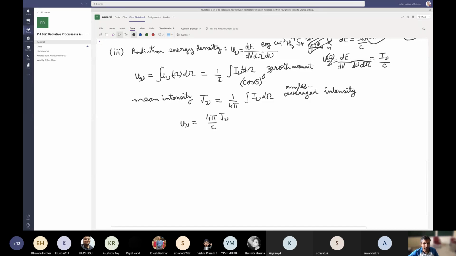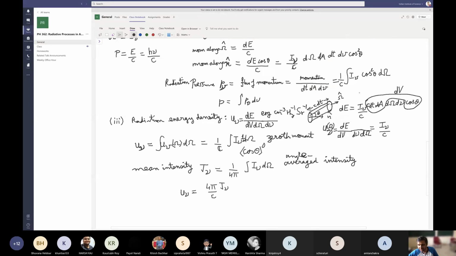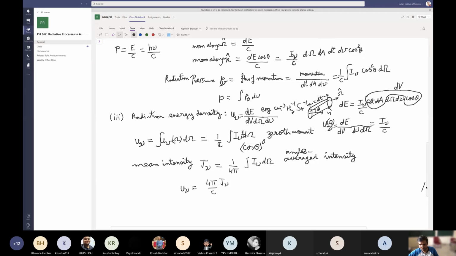divided by C. So you see this radiation energy density has the same dimensions as pressure. If you go up, you will see the pressure dimensionally had this extra cos square theta, but in terms of the units, this is nothing but I nu by C. Similarly, U nu is I nu by C in terms of the dimensions. So pressure and radiation energy density have the same units, similarly to the gas pressure and the gas energy density, right?